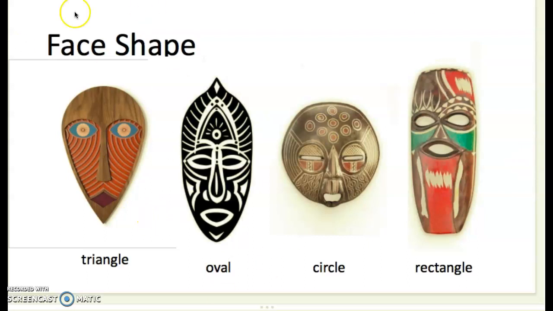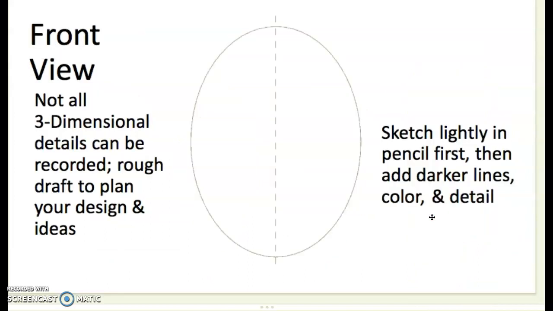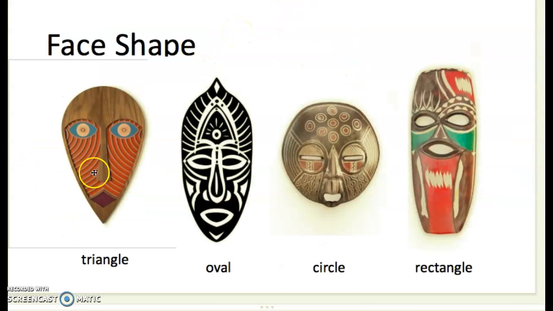So also think about the face shape. You could do a triangle, an oval, a circle, or a rectangle shape. Or you can just think of a shape that you've come up with yourself. So if you want to plan out a design for a mask that you could make, just grab a piece of paper and draw out an oval, or you could draw out the shape that you would have your mask in.